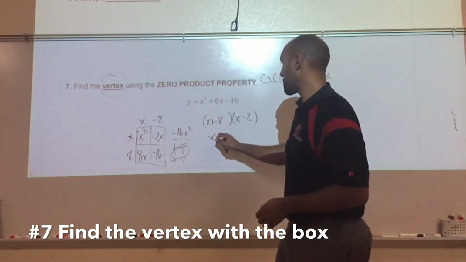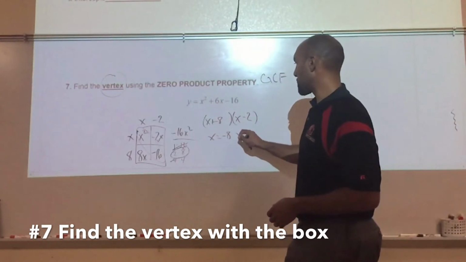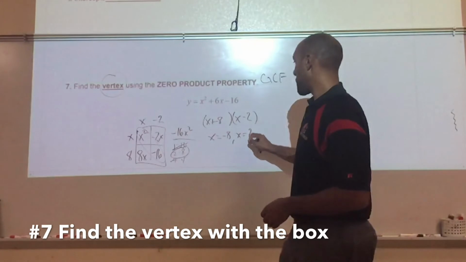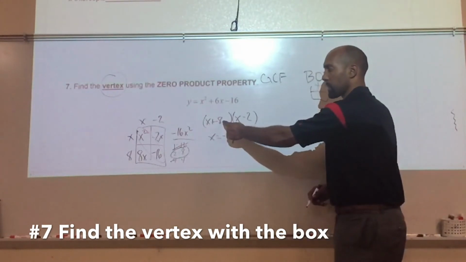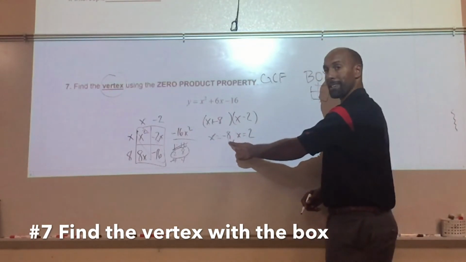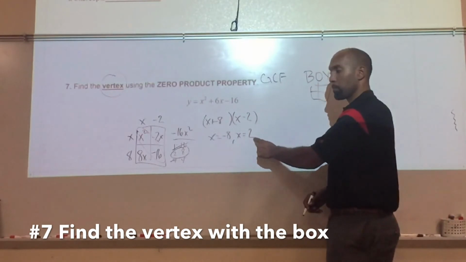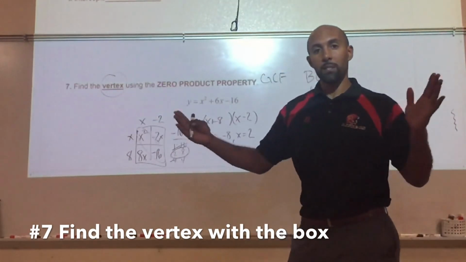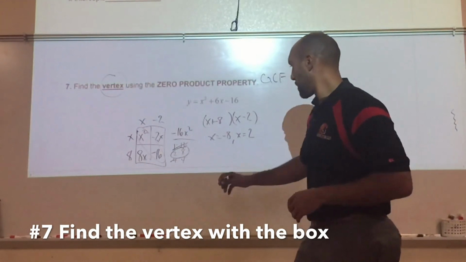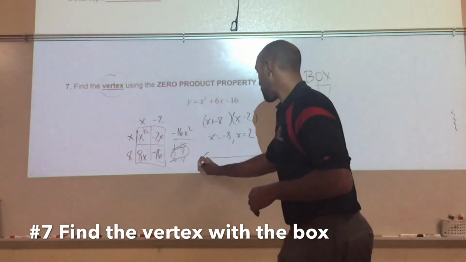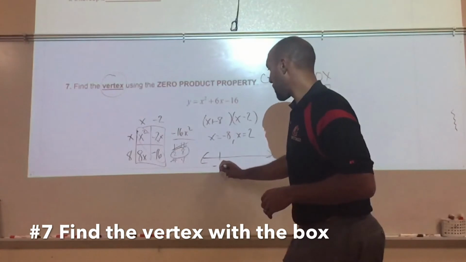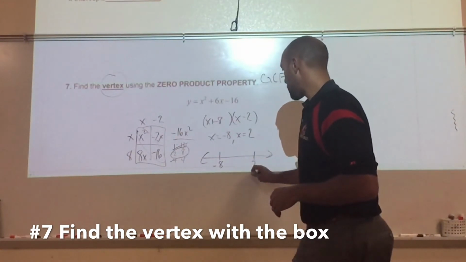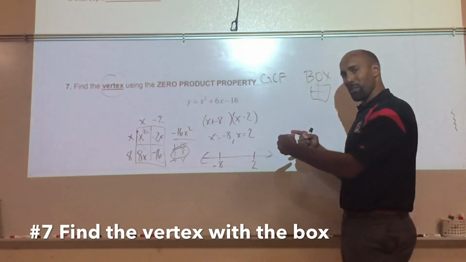The first solution is negative 8. Second solution is positive 2. Because remember, opposite sign, plus 8, negative 8. Minus 2, positive 2. So now, I want to know the vertex. So remember, it's in the middle of those 2 points. So if I draw a line, just to see it visually, I have negative 8 over here, and positive 2 here. What's the middle of that?